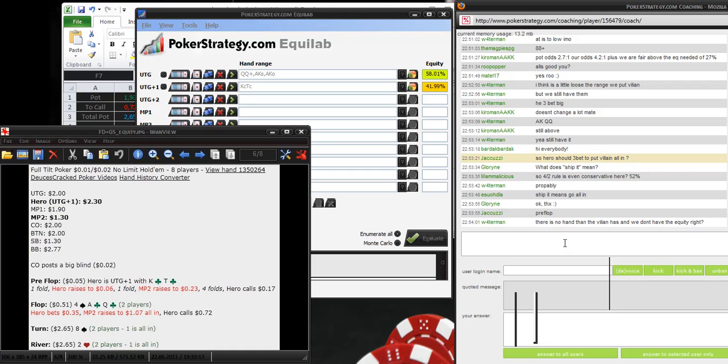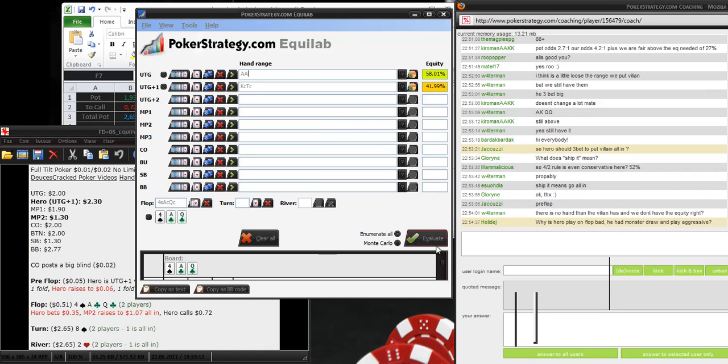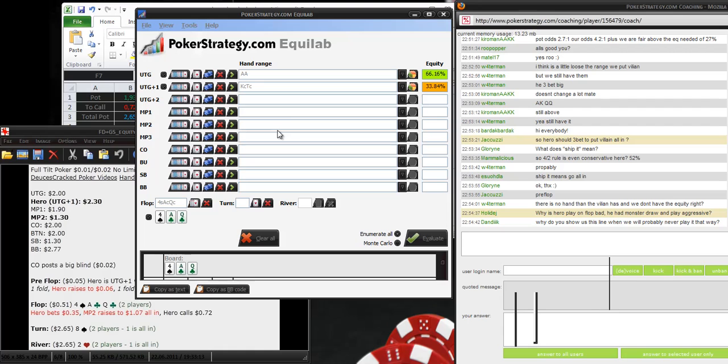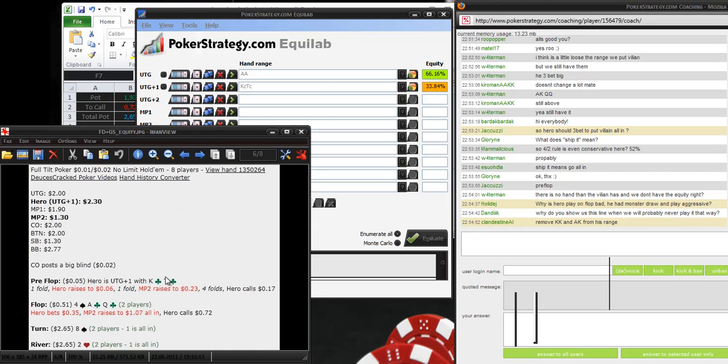There is no hand that the villain has where we don't have the equity, right? I guess we could try. Let's try maybe pocket aces. And you see, even against pocket aces, we will still get the equity. Why is hero's play on the flop bad? He had a monster draw and played aggressively. I wouldn't say it's totally bad, since MP could still maybe even fold his pocket kings, pocket jacks. But hero's play pre-flop was very bad.